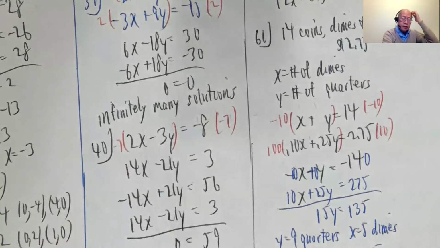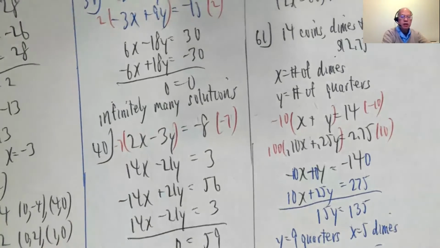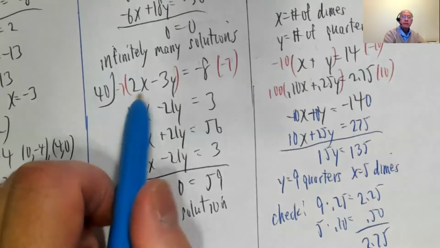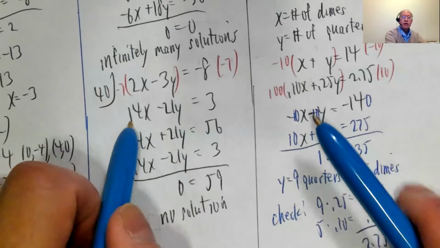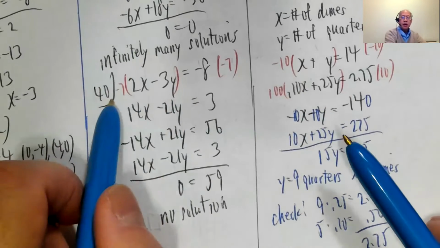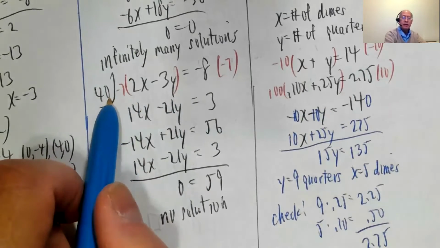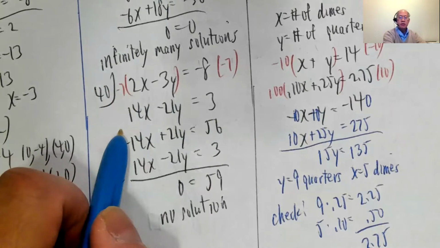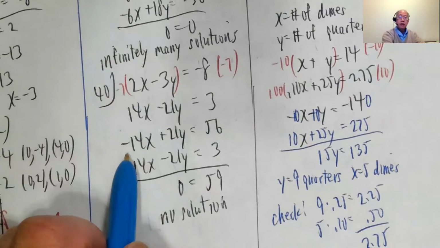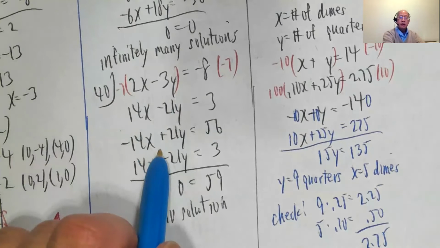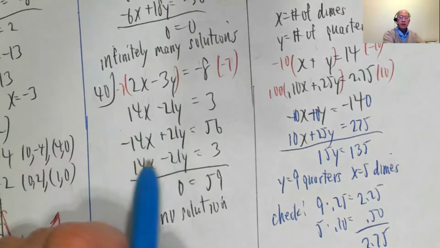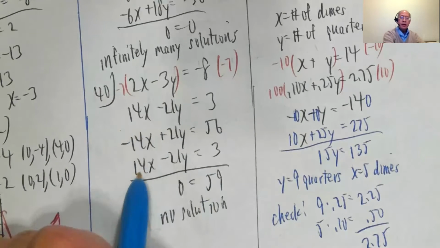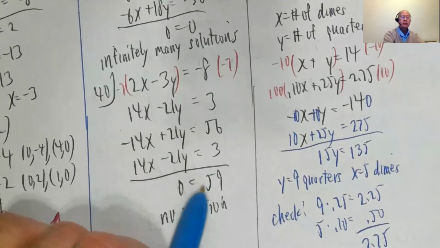Okay, problem 40. Yes, I know it's even, but it illustrates something that I meant to show. 2x minus 3y equals negative 8. 14x minus 21y equals 3. I multiply the top equation by negative 7, so this will become a negative 14x. So when I add it to the positive 14x, they'll cancel out. So negative 14x plus 21y equals 56. Leave the second equation alone, add them up. x and y drop out. I got 0 equals 59.